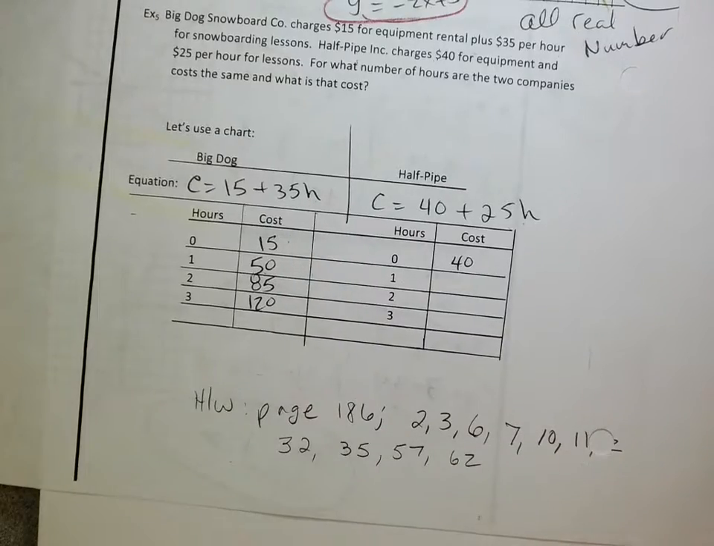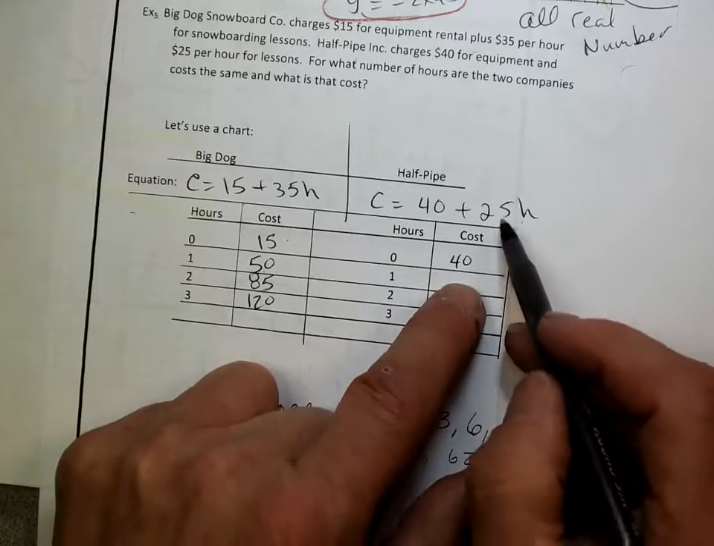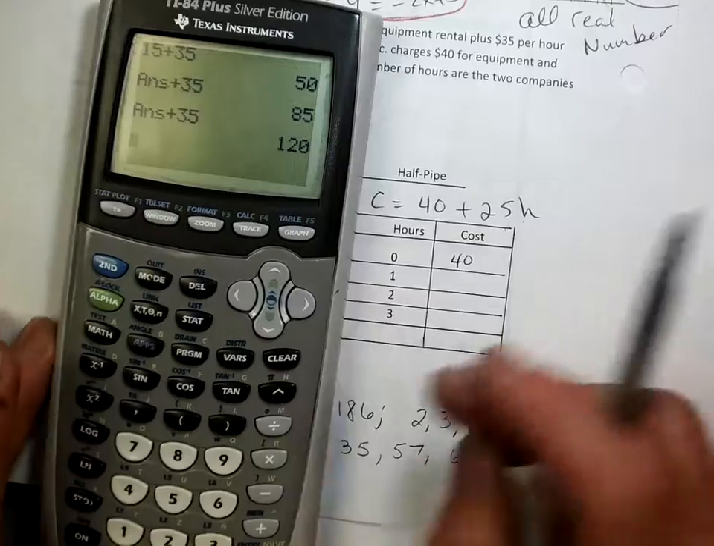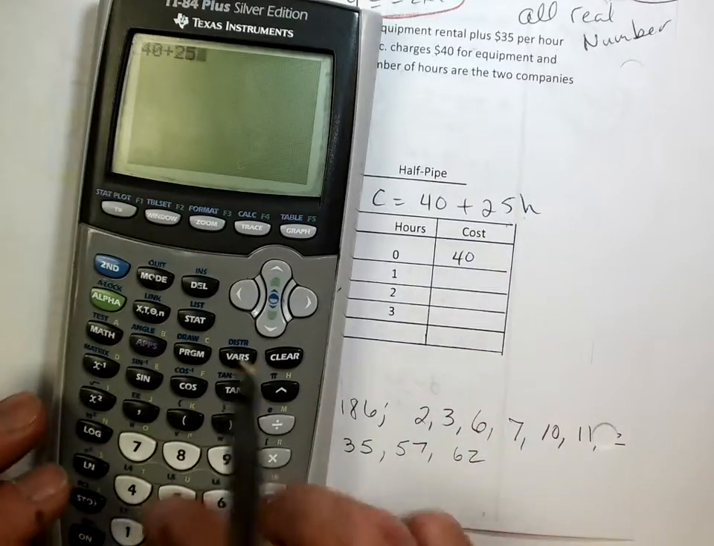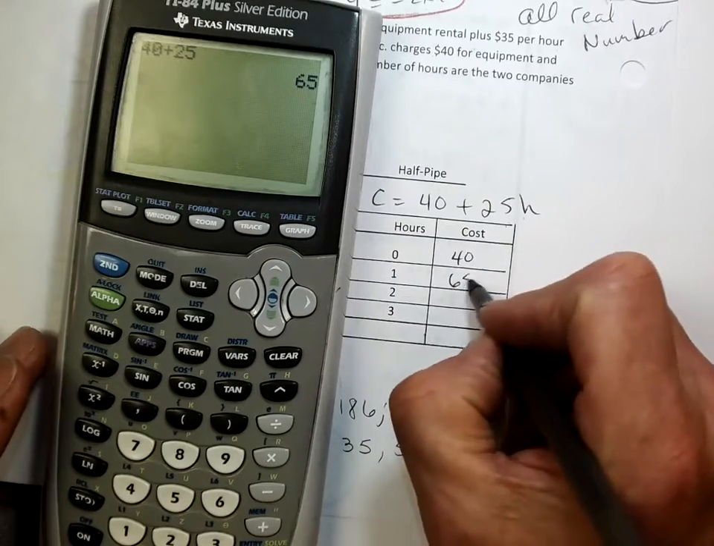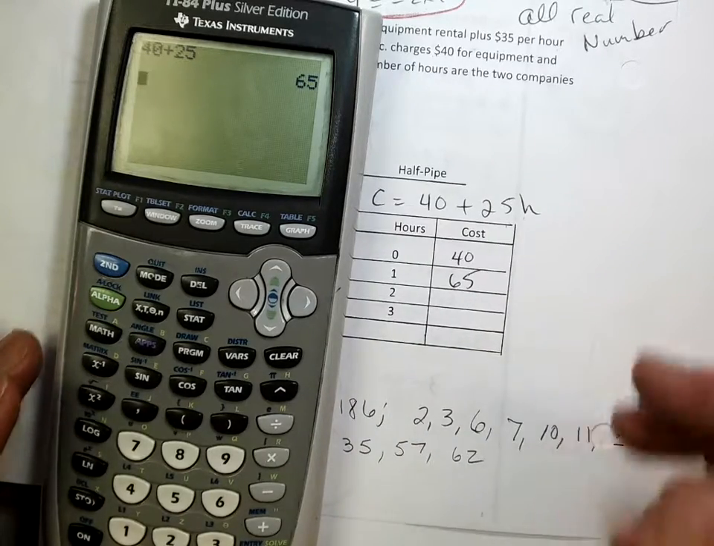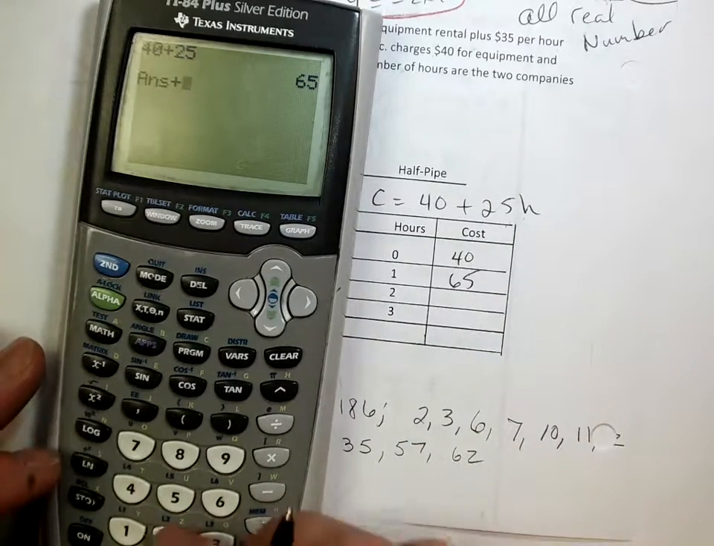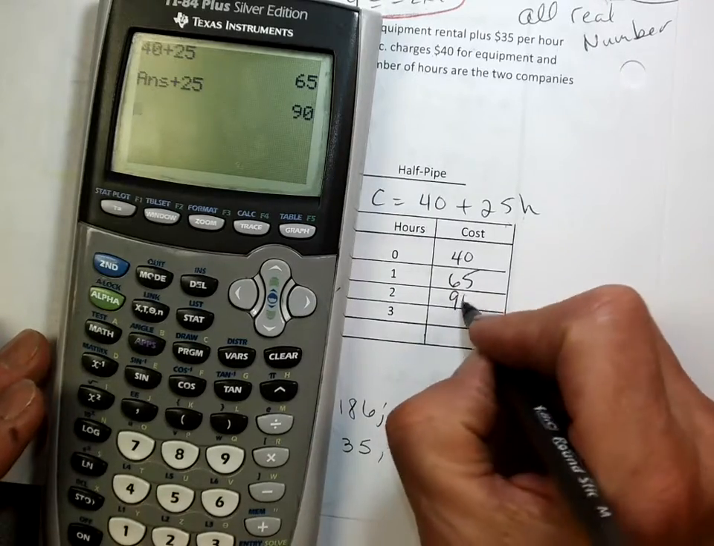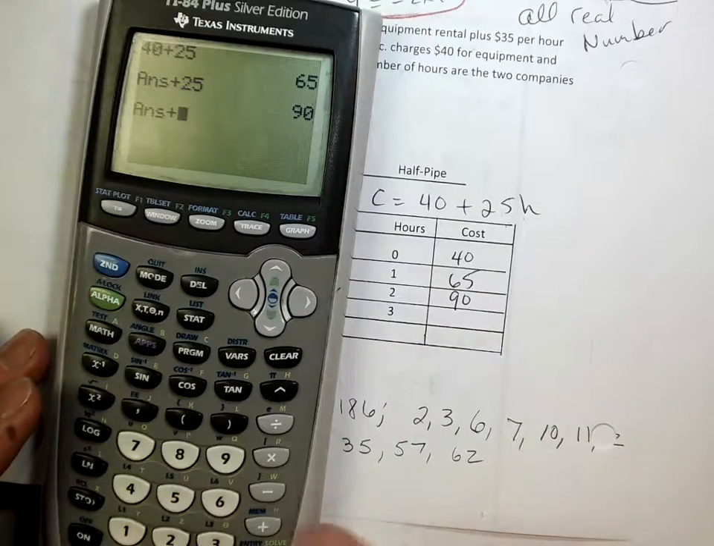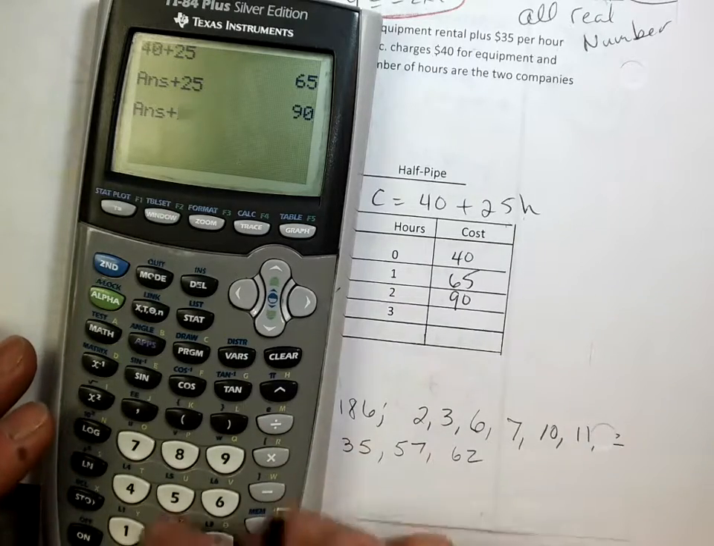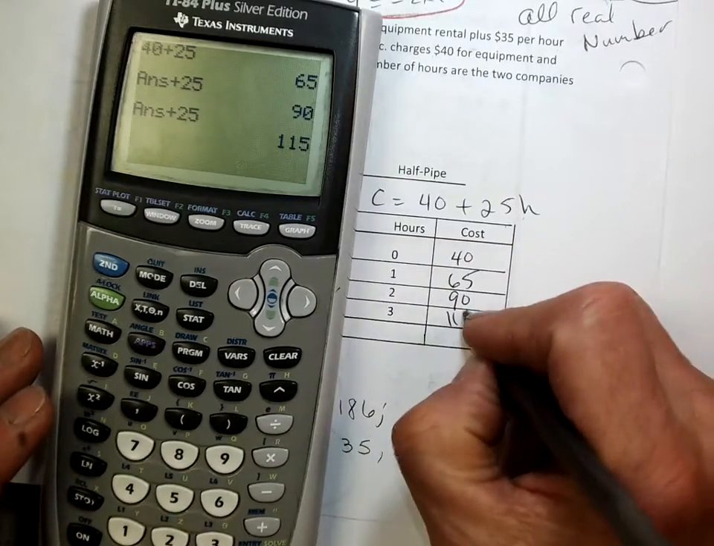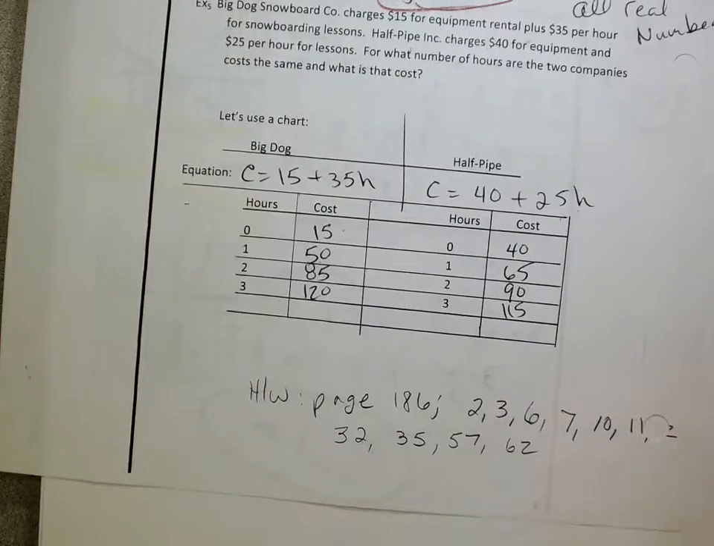Okay, now let's look at Half Pipe. This is going to be $25 an hour, so I start with 40. I go 1 hour, so I add in my 25. It's going to cost 65. Then I add in another 25, and I get 90. Then I add in another 25, and I get 115. So at this point, Half Pipe's definitely cheaper, right?